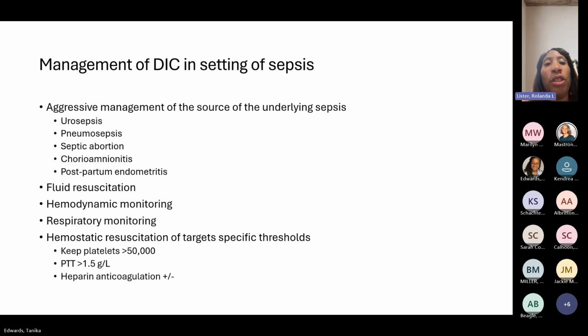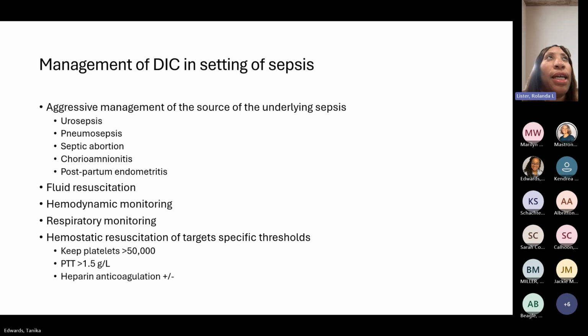And then, of course, source control. So you want to administer antibiotics if it's a urosepsis or pneumosepsis type of issue. If it's resident to the uterus, you may even have to do a hysterectomy for source control. If you're not able to gain it in any other way with the D&C or other uterine sparing procedures, you may have to do a hysterectomy.